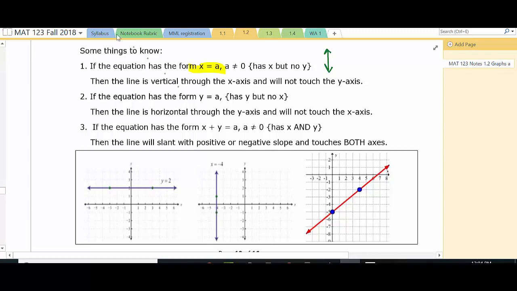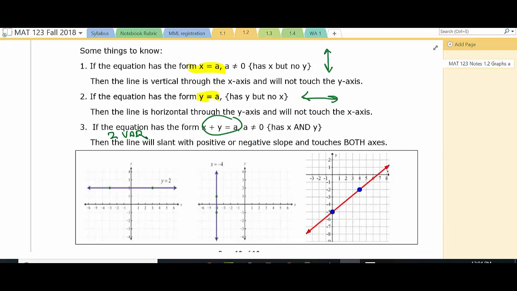And if you have a y, but you don't have an x, then the graph has to go like this. Okay, it only touches the y-axis then, okay? And then if you got two variables, then you're going to slant, okay? So this is what I want you to get down with this, because it's not hard, but you got to have ways to sort this stuff out in your head so you remember it.